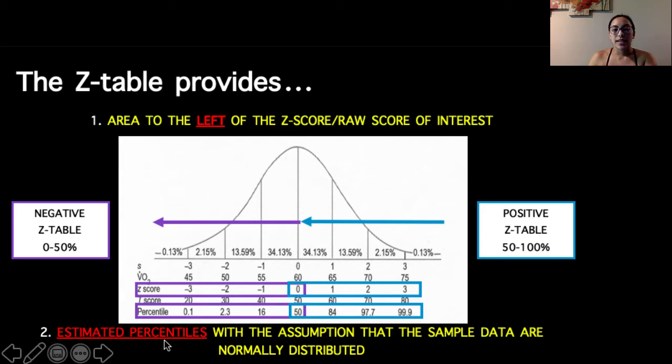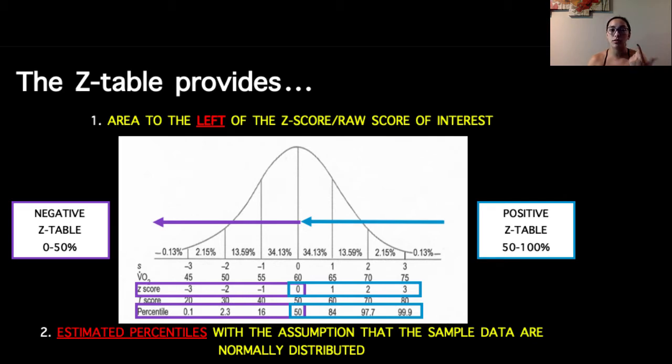We say they're estimated because we are assuming that the sample data are normally distributed. So when we calculate percentiles in various other ways next week, those ways are going to be exact percentiles because we're using all of the data that we have collected in its rawest form. Estimated percentiles because we're using the mean and standard deviation.